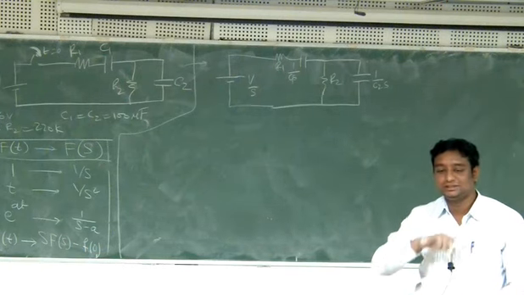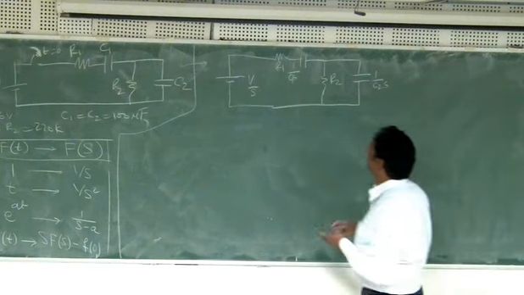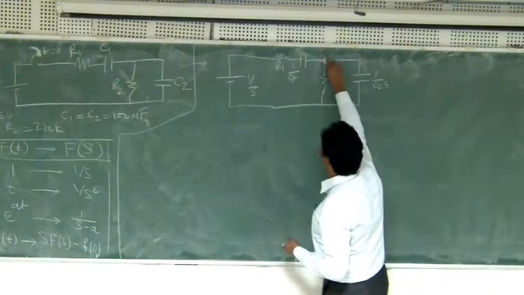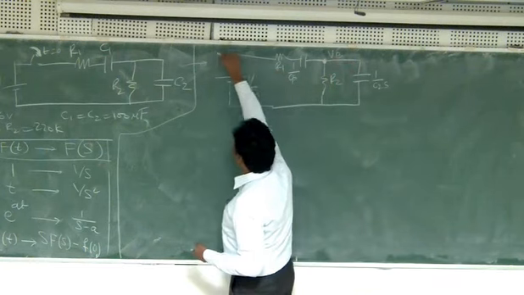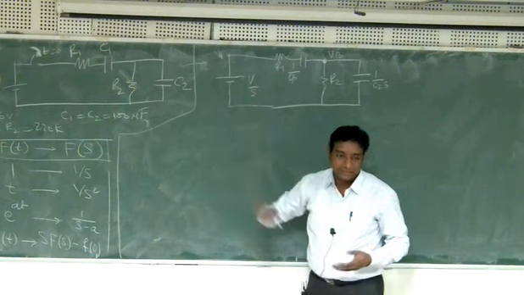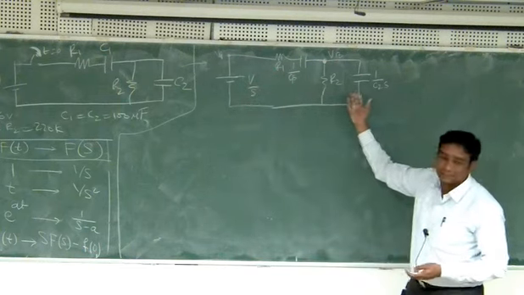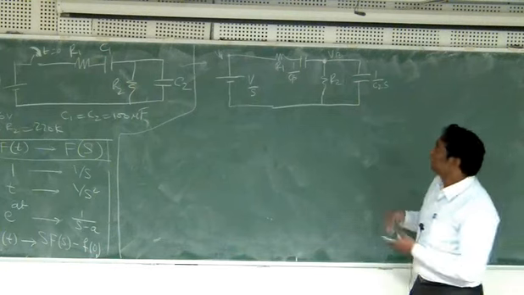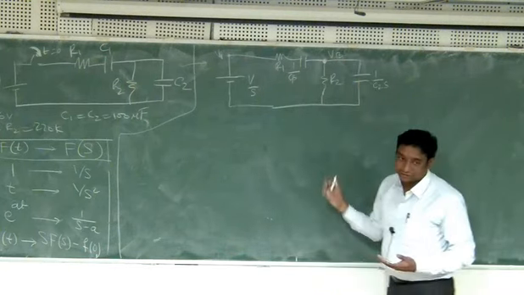But instead of using mesh current analysis, I can use nodal voltage analysis, because there is only one equation. If this point is VB and this point is VA, VA is already known because this is V by S. So one equation is right away solved. The second equation only we have to solve. What is VB? What is VB with respect to time, or what is VB of S? That's what you want to find.